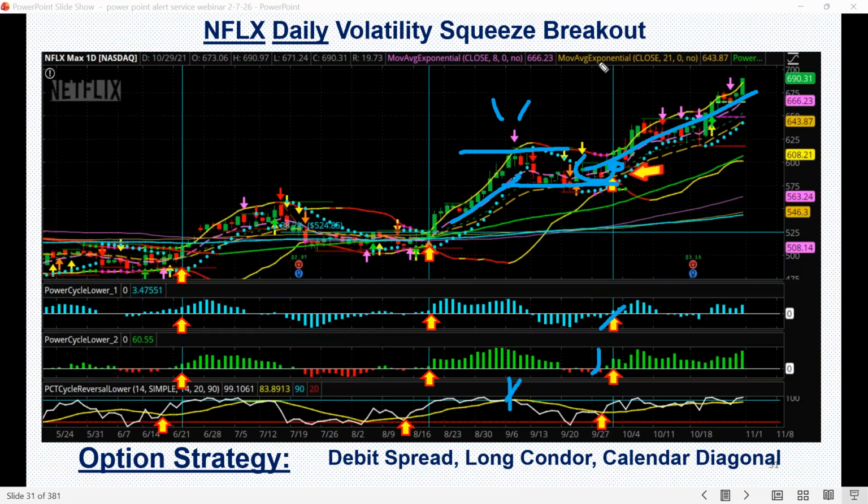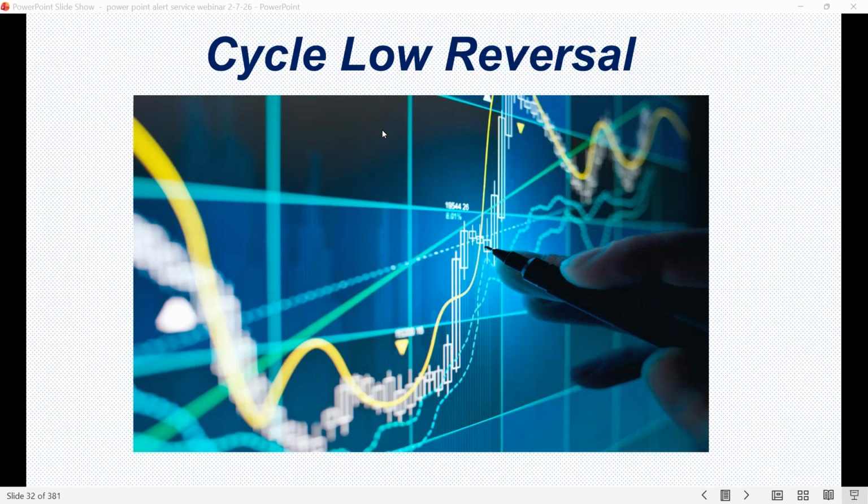So that's a really good layout of what a squeeze looks like, what you can look for there. And what I like to apply to these types of trades are typically debit spreads. Sometimes we'll adjust that into the long condor or calendar diagonals. So these are the types of option strategies that I will use with this kind of squeeze pattern setup. Now the next one is to take a look at a cycle low reversal.